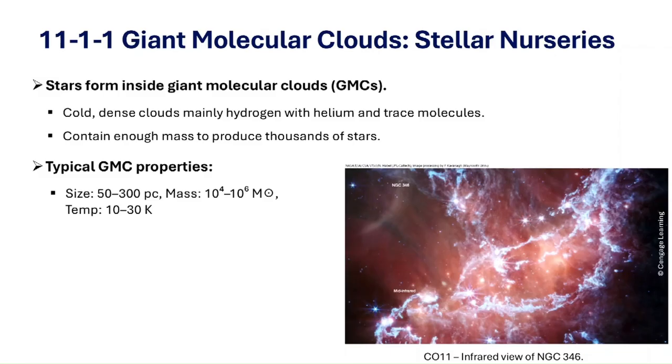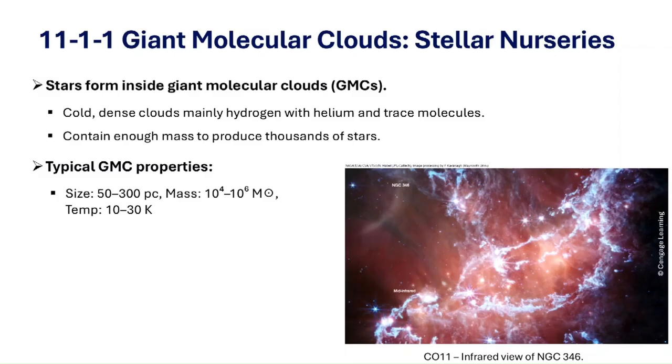And next, extremely cold temperatures mean the gas moves very slowly, which is important because it allows gravity to overcome thermal pressure and start the collapse of dense cores. And even though these clouds are dense by interstellar standards, the gas is still incredibly diffuse compared to a star's interior. Yet, it is enough to form dense cores that will become stars.